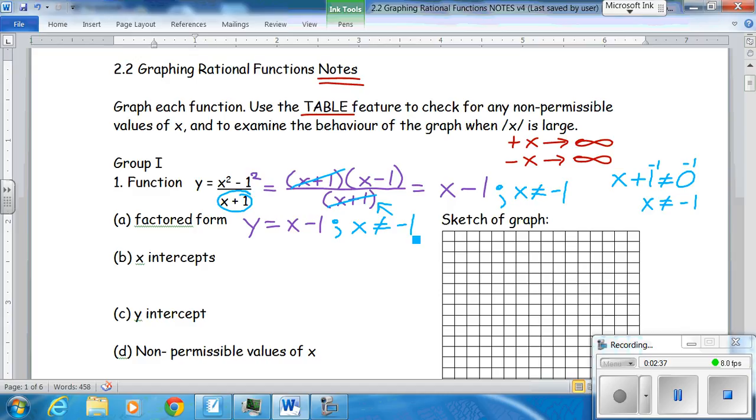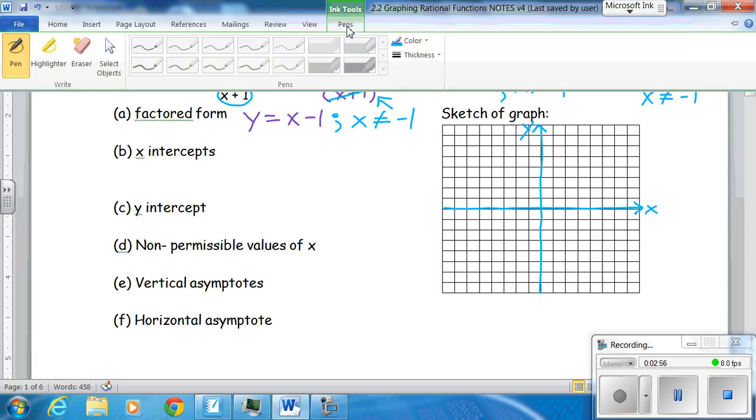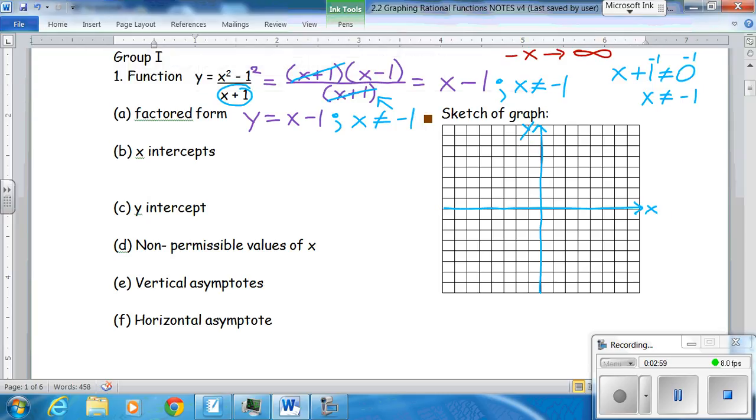Now, grab your graphing calculator and graph it. You should see, it looks something like this. That's y, that's x. It looks something like this. Minus 1 goes up. And you'll notice I'm putting a hole at x equals minus 1.